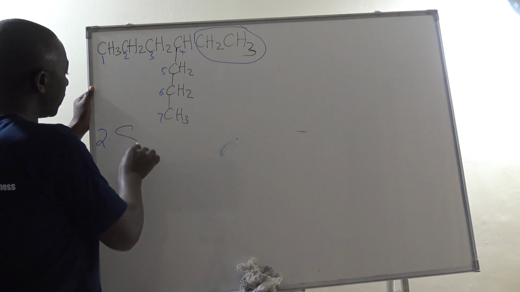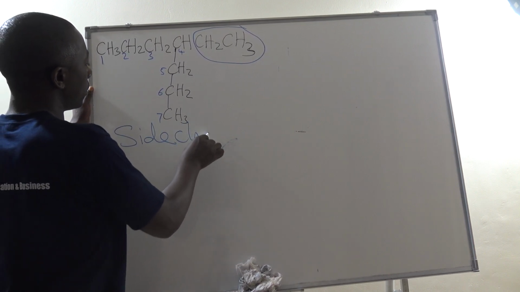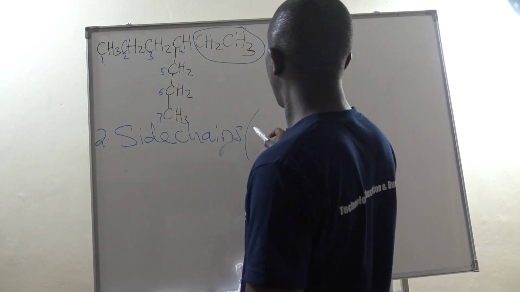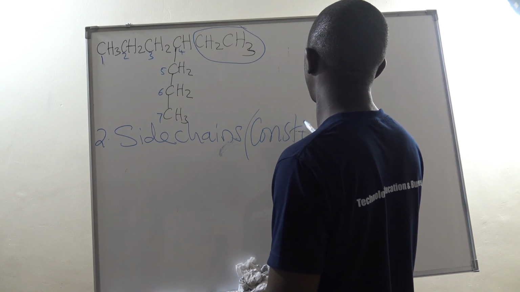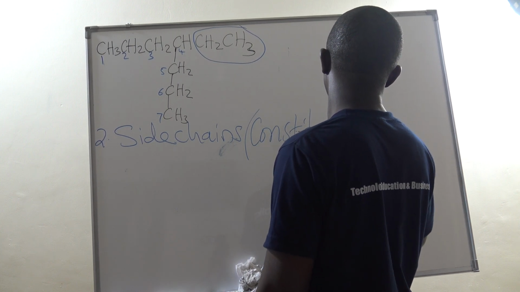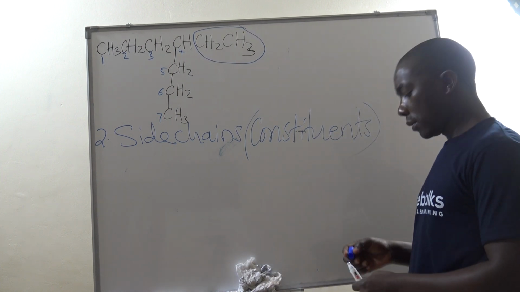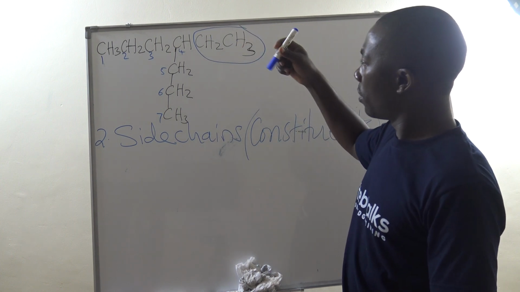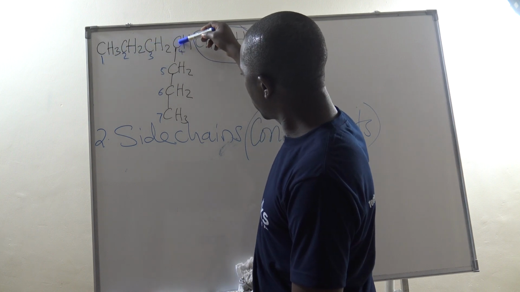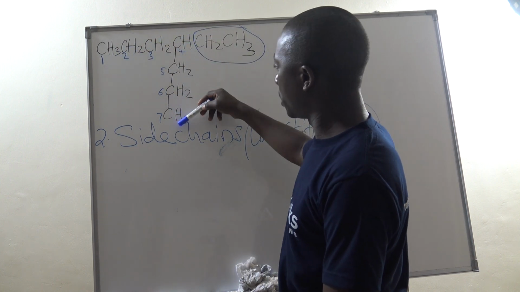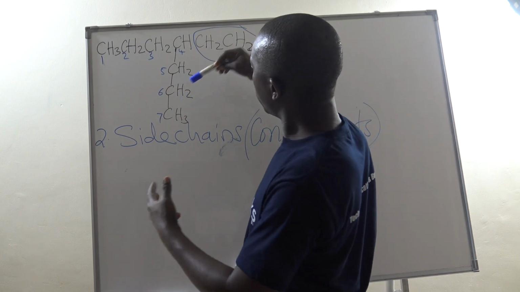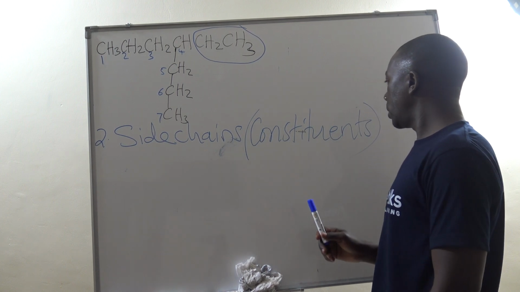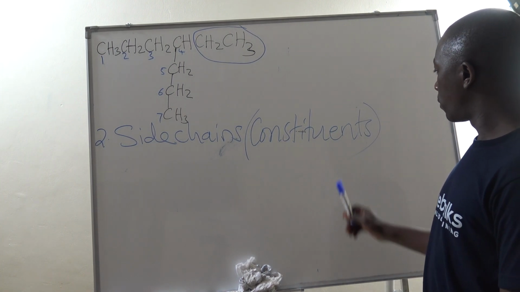talks about side chains. These side chains, we can call them side chains or we can call them constituents. If there is a side chain attached to the parent, for example, we said this is our longest continuous chain and we are referring to this as our parent chain, then any other thing attached to the parent chain qualifies to be a side chain. If we don't call it a side chain, we can call it a constituent in singular and constituents in plural.